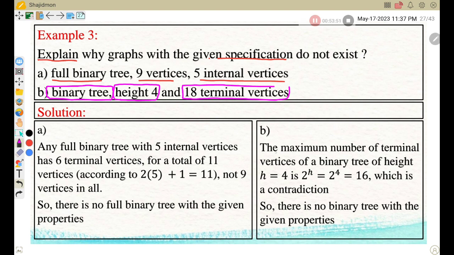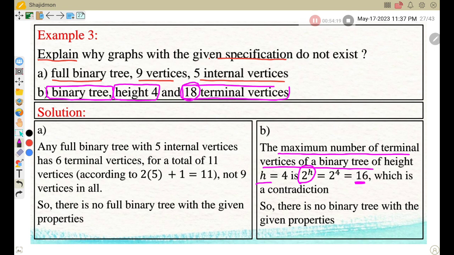So we studied one rule. Maximum number of terminal vertices in a binary tree of height h. What was the rule we studied? 2 power h. Correct? That means 2 power, what is the height here? 4. So 2 power 4, 16. So maximum number of terminal vertices possible is 16 only. But how many is given here? 18. So it is not possible. So there is no binary tree with given specification. Hope you understood that one.